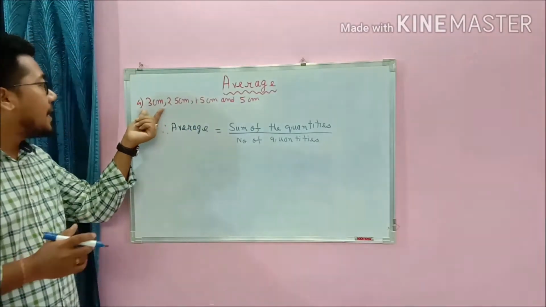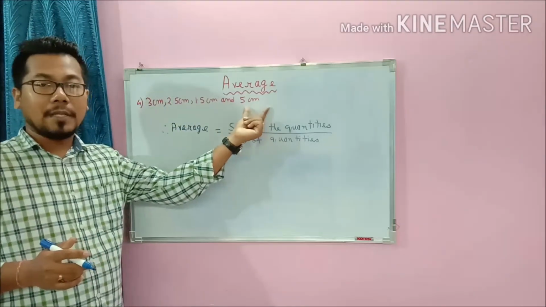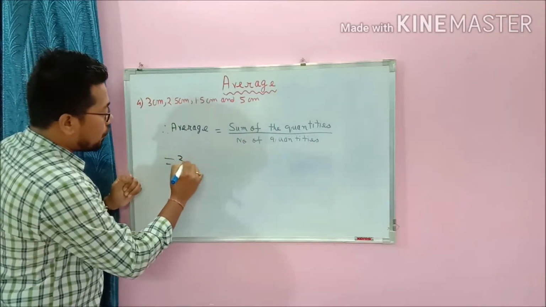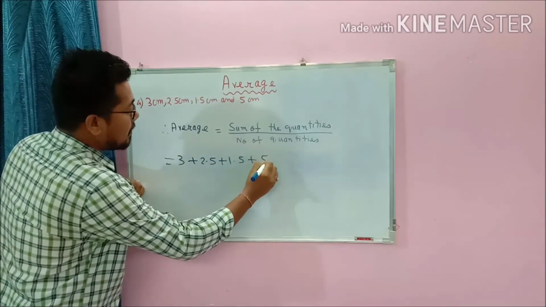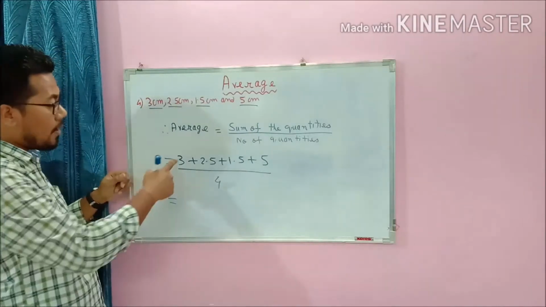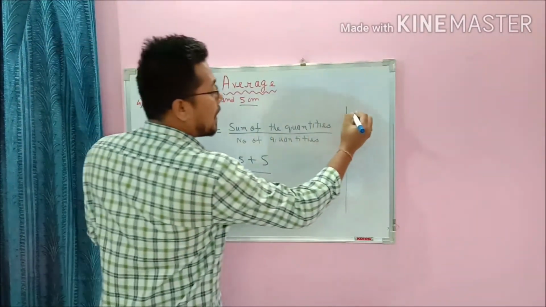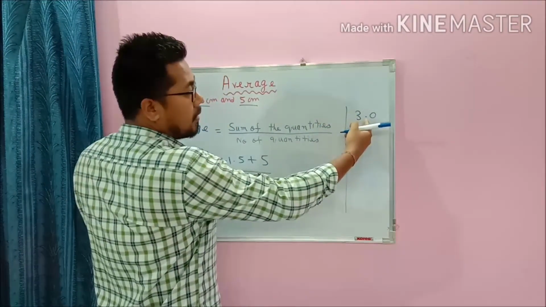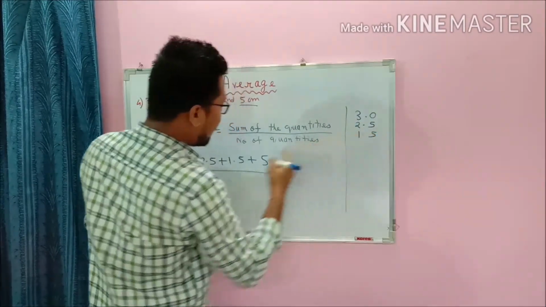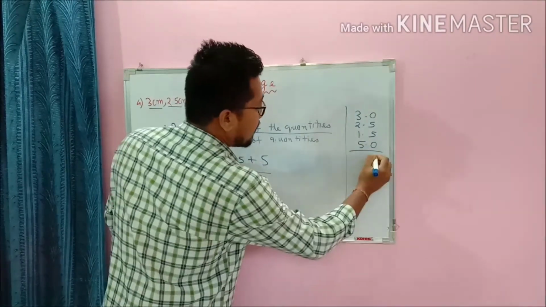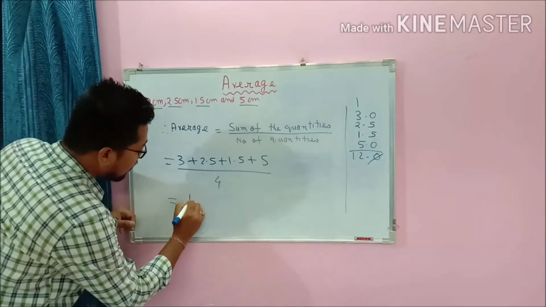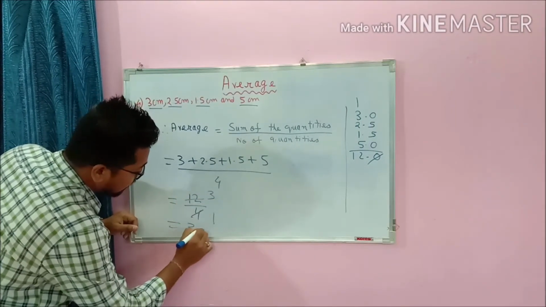Now question number 4. 3 centimeter, 2.5 centimeter, 1.5 centimeter and 5 centimeter. Some numbers are whole numbers and some are decimal numbers. Sum of the quantities: we add 3 plus 2.5 plus 1.5 plus 5, divided by the number of quantities. How many are there? 1, 2, 3, 4. Now we have to add these numbers. Since 3 is a whole number, we will make it decimal, 3.0, since after the decimal, 0 has no value. Next 2.5, next 1.5, and 5 is a whole number, so we write 5.0. The sum is 12.0. After the decimal, 0 has no value, so 12. 12 by 4. 4 threes are 12. Your answer is 3.